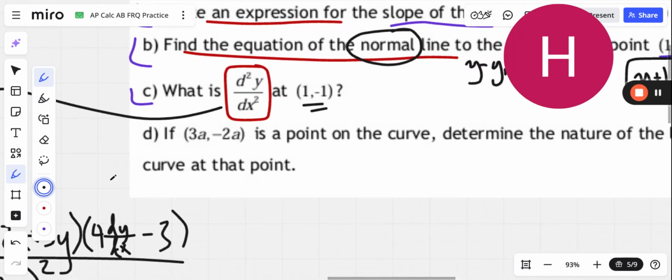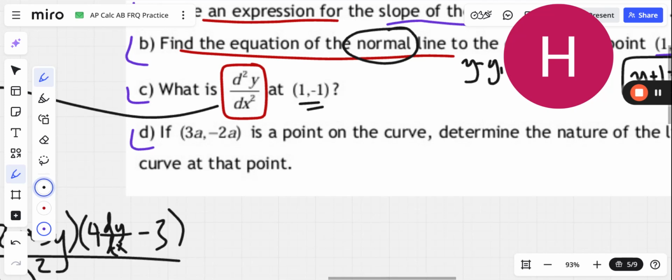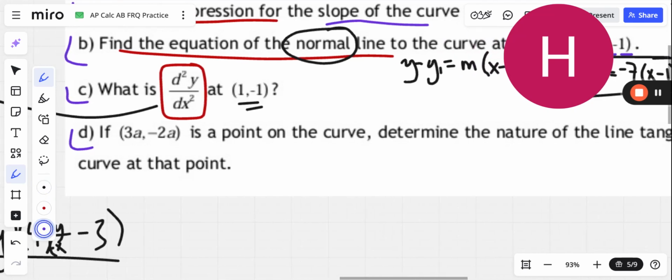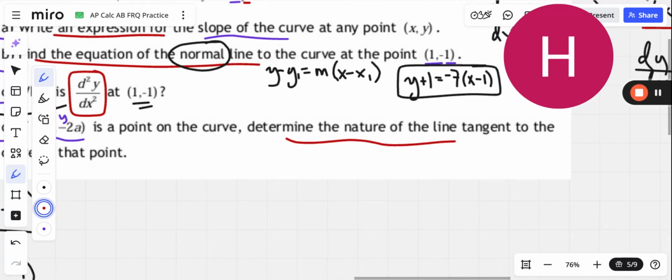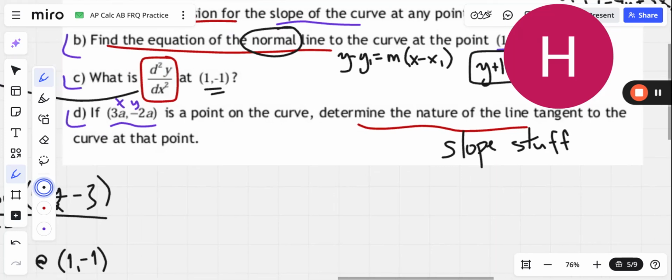Okay, let's look at part D, which asks if 3a comma negative 2a is a point on the curve, meaning if this is x and this is y, determine the nature of the line tangent. So what it's asking is like, what's going on with the slope there? It's asking about slope stuff. When it says determine the nature, like, is it going up? Is it going down? Is it vertical? Is it flat? Those kinds of things.